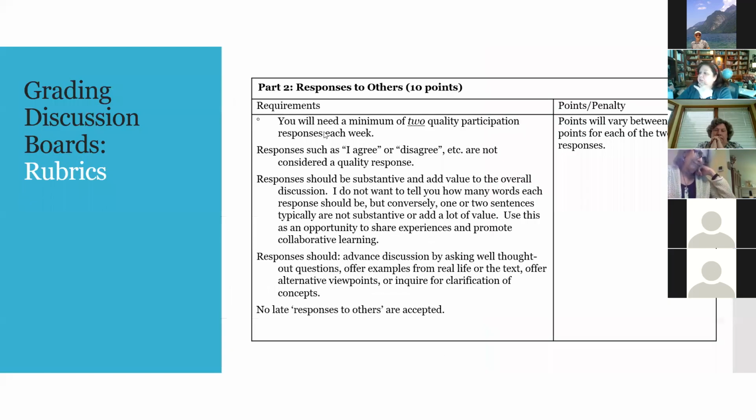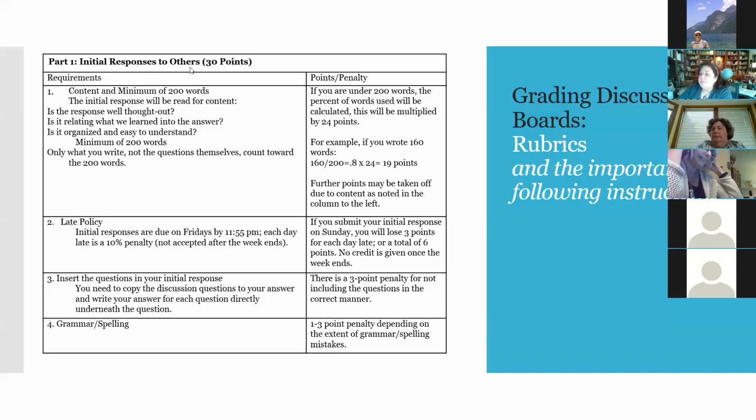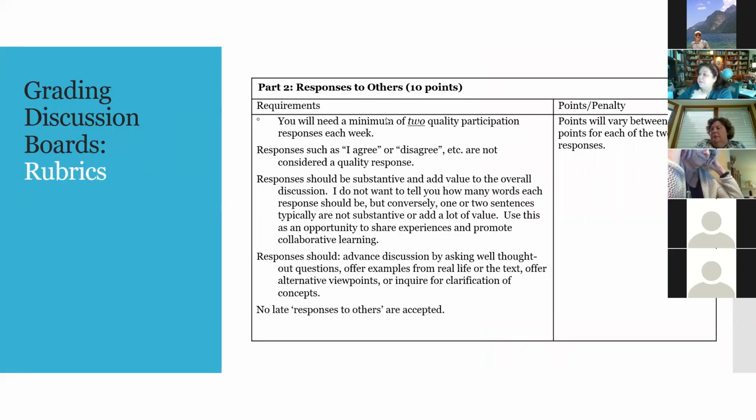All right. So this is part one. This is the initial response, which is 30 points, and then responses to others. And Caroline, here's one of your questions: how do I tell them? You need 2 quality responses to others each week. So each of these responses is 5 points each. Responses such as I agree, I don't agree, or I'm glad you said that, that doesn't count as a response. It needs to have something to it. And then also down here, I have no late responses to others are accepted. That board closes on Sunday and we're done.